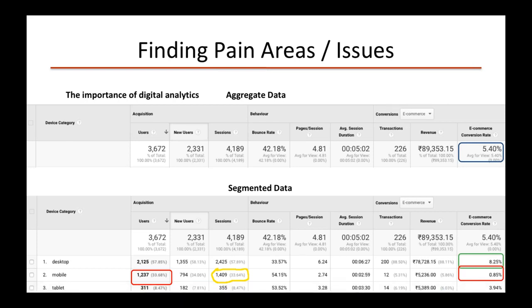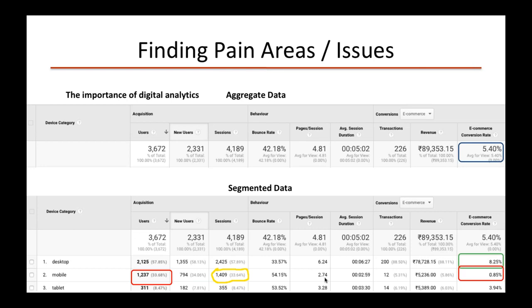This could have been much better had you fixed the issues with the mobile traffic. So I'll quickly tell you the loss. Why am I telling you this calculation? Because I want you to be good with numbers. If you cannot calculate, okay.